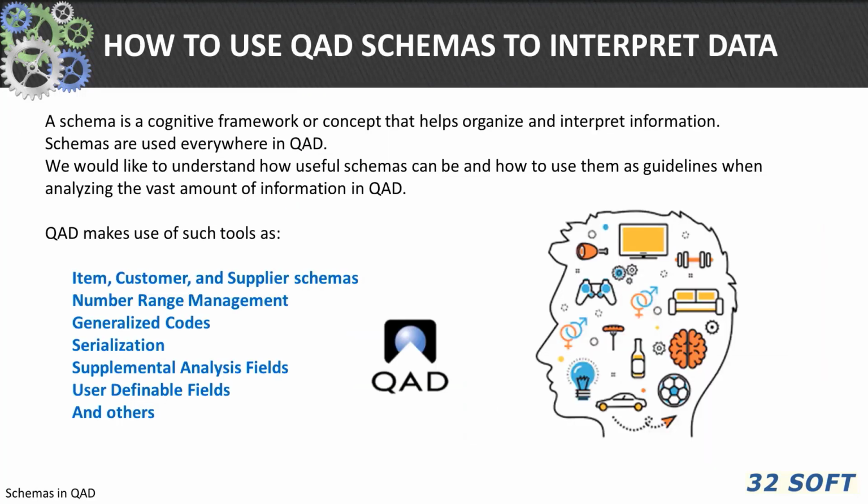So how does QAD use schemas to input, control, and interpret data? Now that we have discussed some of the concepts revolving around schemas, we'd like to understand how useful schemas can be and how to use them as guidelines when analyzing the vast amounts of information in QAD. Schemas are everywhere in QAD.